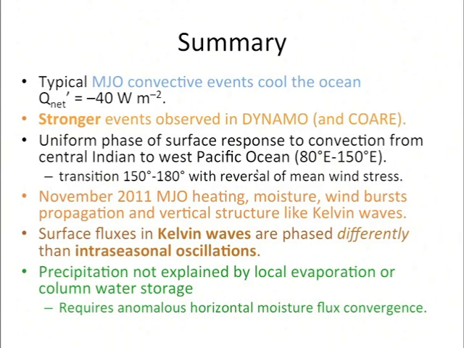And from the water budget analysis we did over the ship, precipitation is not explained by local evaporation, I think that's obvious, or the column water storage. And so it really requires anomalous horizontal moisture flux convergence to get the large precipitation during these intraseasonal events that we observe. Okay, thank you very much.